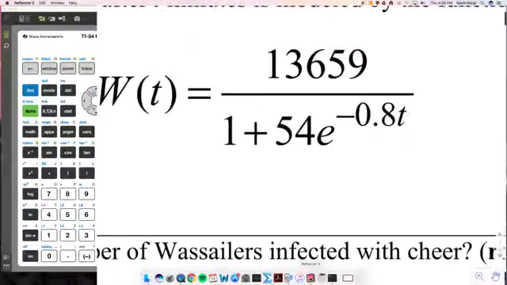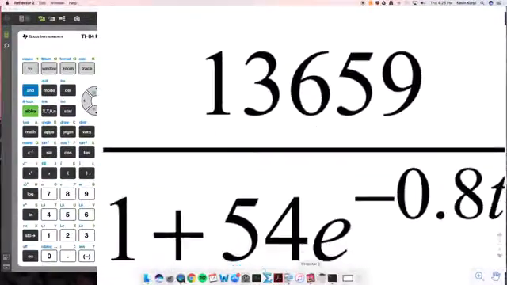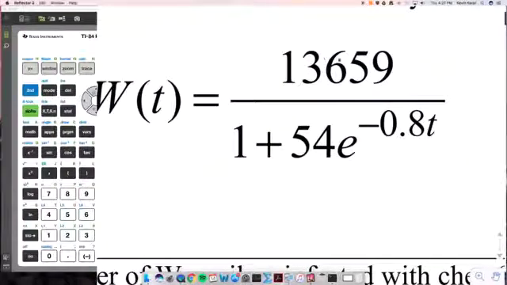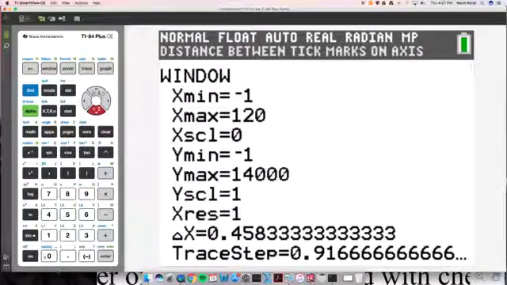Now, y-max is not something you guess at. Remember, the numerator is your upper limit to growth. That's 13,659. So you need to type a y-max that's a little bit bigger than that. So I'll go with 14,000. So back to my window, my y-max, that's 14,000. And for sure, turn your y scale to 0 so you don't get 14,001 tick marks on your graph.